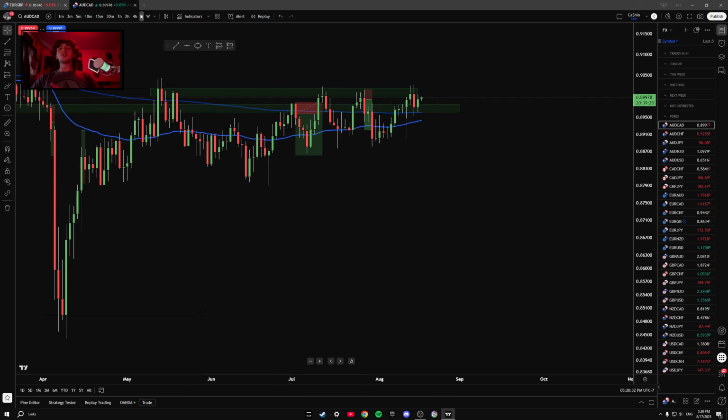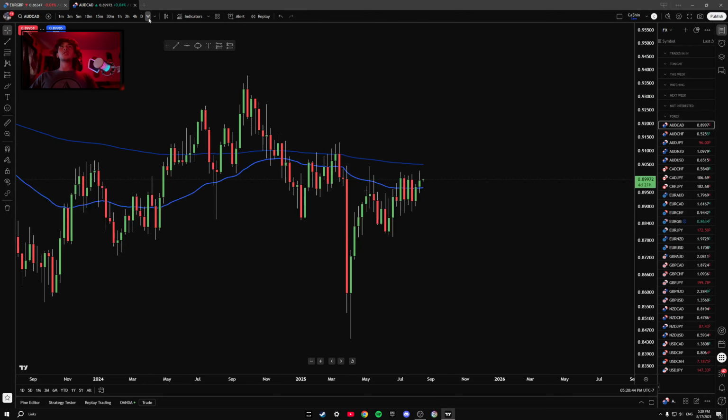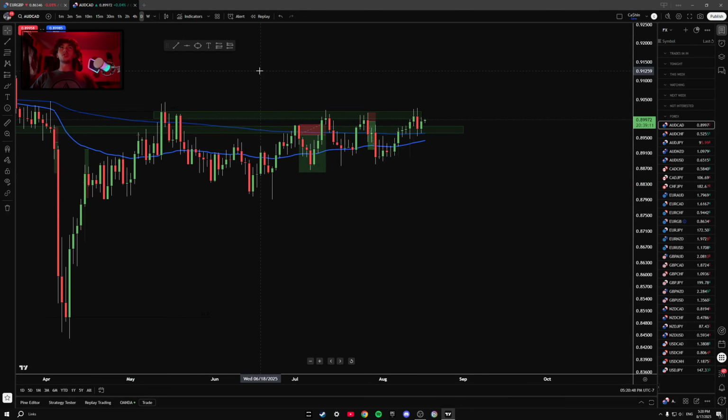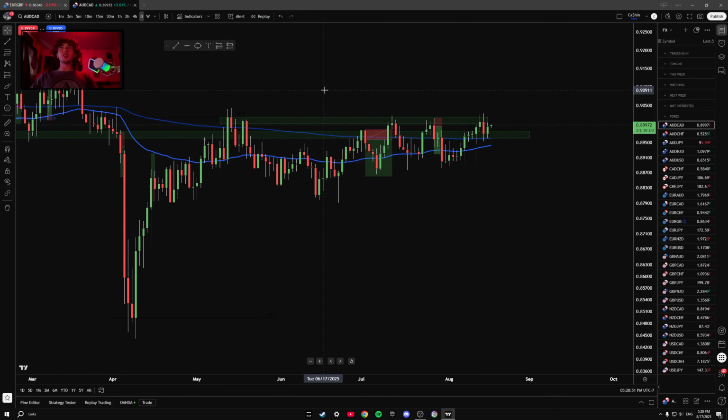Alright, it usually takes me anywhere from 30 minutes to an hour to break down all my markets. I trade about 18 to 20 markets. So starting off with AUD CAD, we're going to get straight into it. Weekly time frame, I don't have any area of interest I like to trade. Daily time frame.